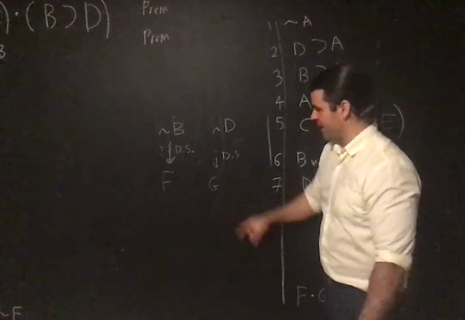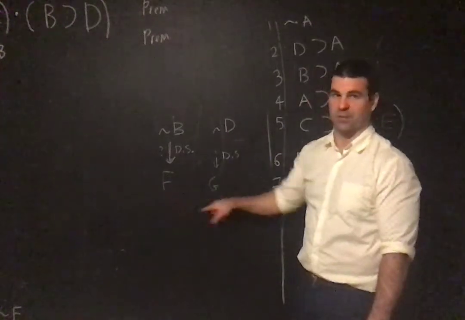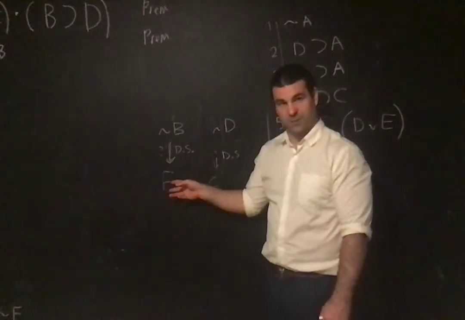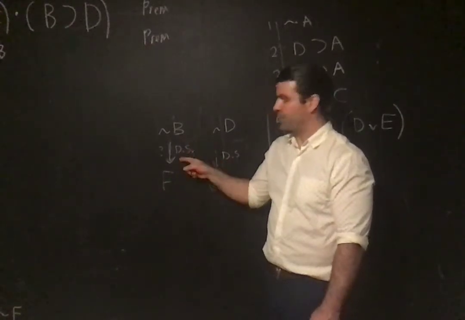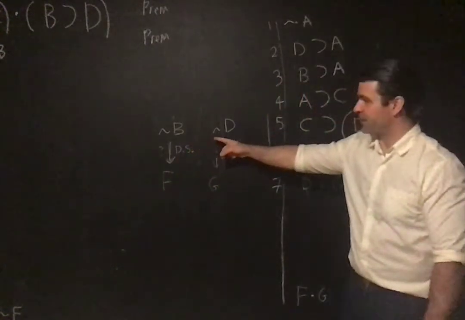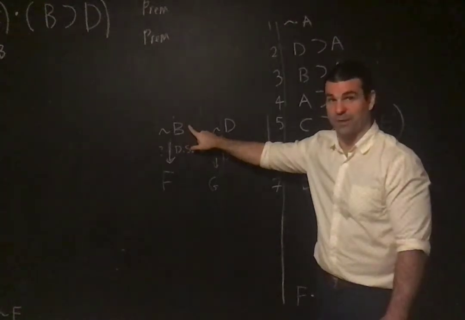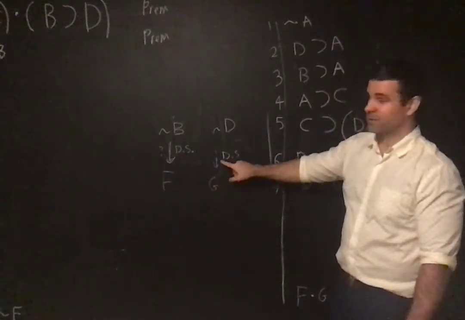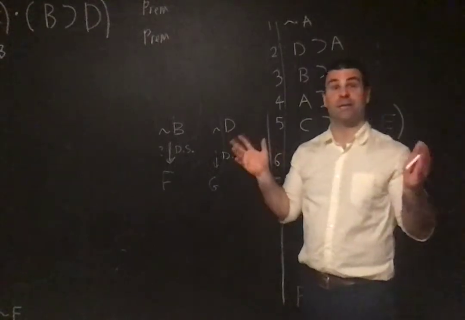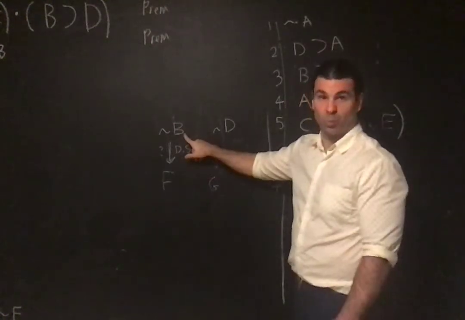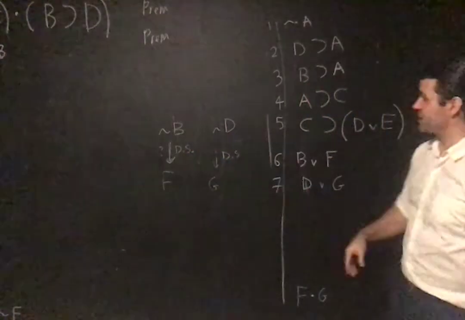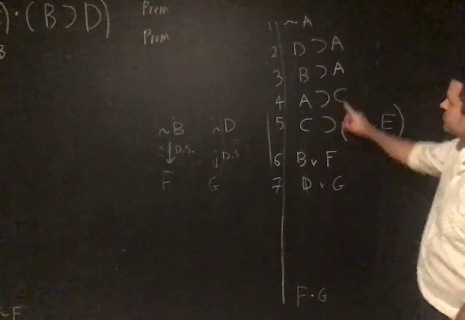I needed F and G. How do I get them? I get F by itself, I get G by itself. First, how do I get F by itself? By disjunctive syllogism, and I can do that if I have not B, right? G, I can get by disjunctive syllogism if I have not D. And I repeat again: how do I get not B? Where does B appear, plus or minus negation, amongst the premises?